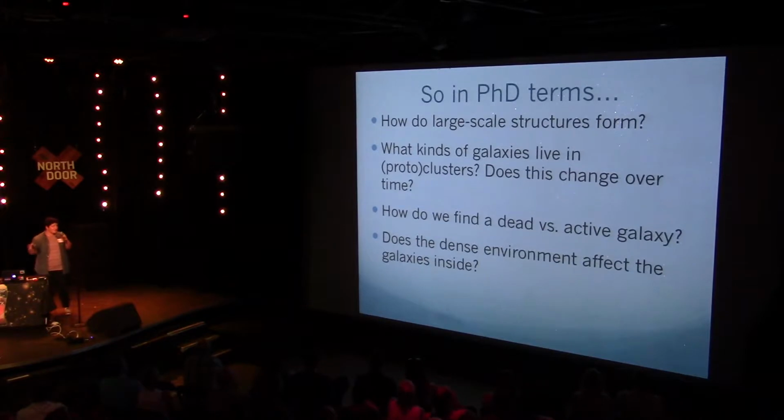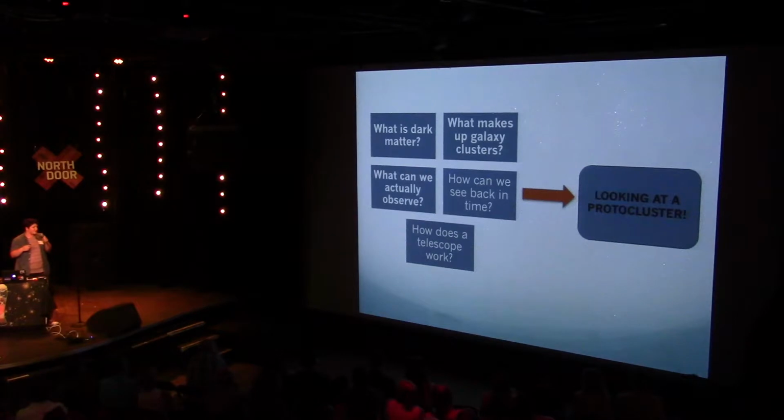So in PhD terms, it's how do large-scale structures form, and what kinds of galaxies live in the progenitors to a cluster? Are they different than a cluster? How do you actually find a dead galaxy that's not forming any stars versus a very active galaxy? And does the dense environment of our protocluster actually affect how the galaxies inside are behaving? So we've got 2 questions down.